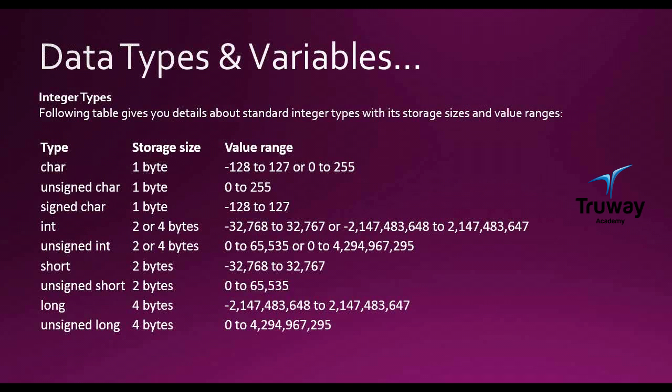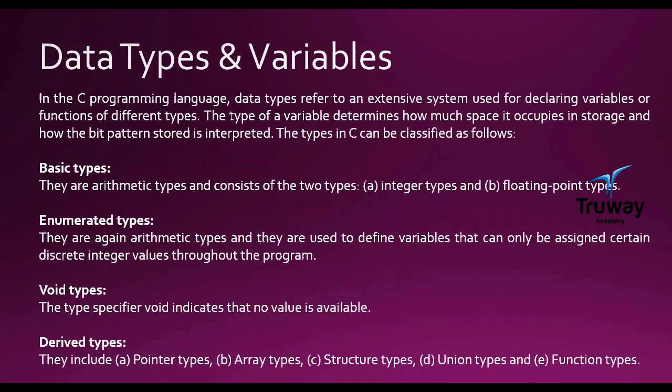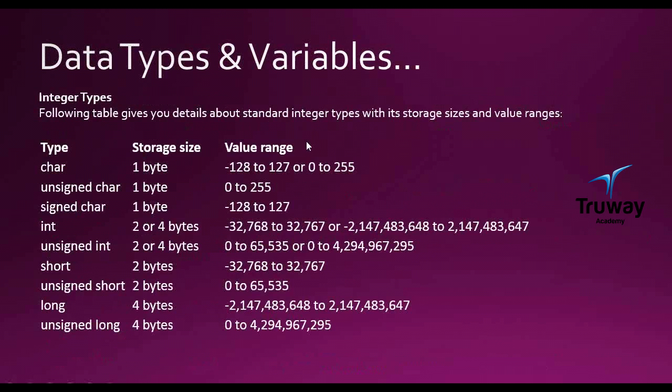Under the basic types, I have first the integer types, and after that the floating. Now we are understanding about the integer types here. So these are the types of integer, the storage in terms of memory, and the values they can store, the largest and the smallest.